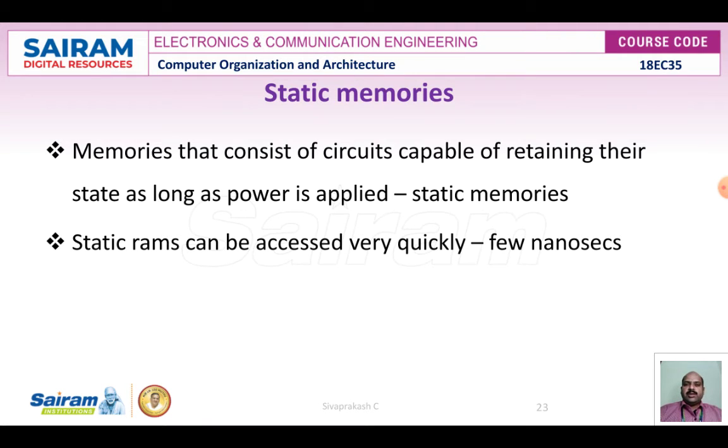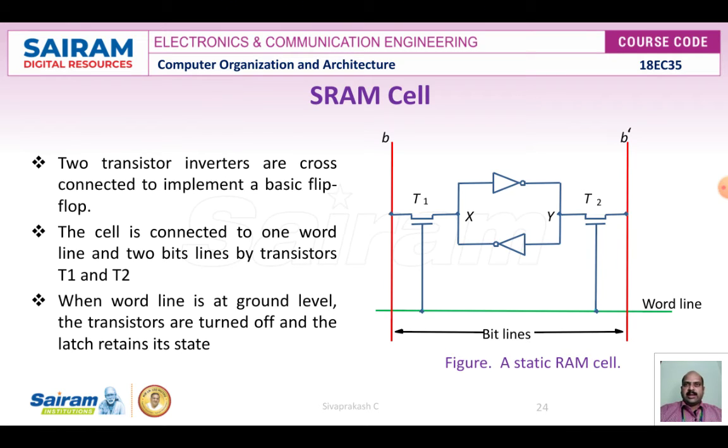Let us see the types of static RAM. In this SRAM cell, two inverters are cross connected, T1 and T2, acting as switches that can be opened or closed under the control of the word line, the green line at the horizontal bottom, which is called the word line. When the word line is at ground level, the transistors are turned off and the latch retains its state.